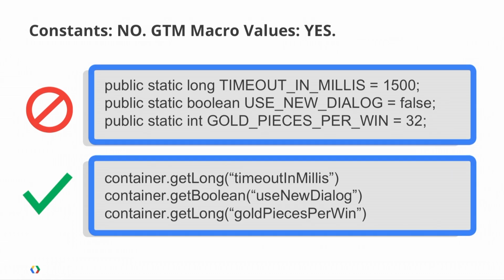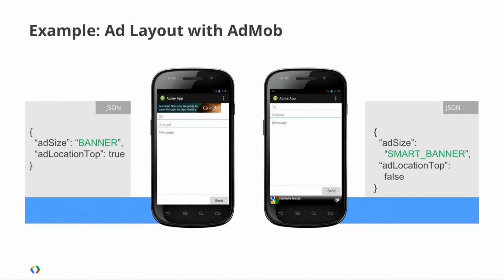By making a call to the container, which contains our values, we can get the timeout in milliseconds, and that will give us the current setting for that key. Similarly, we can have a whole host of keys in our application and get those values, and know that we're going to get the latest values for those. So here's an example. You're using AdMob to monetize your application. One of the parameters that you use is the banner size, and there are a set of constants.